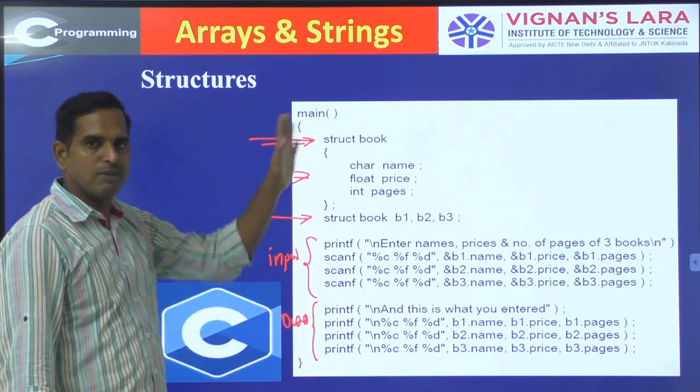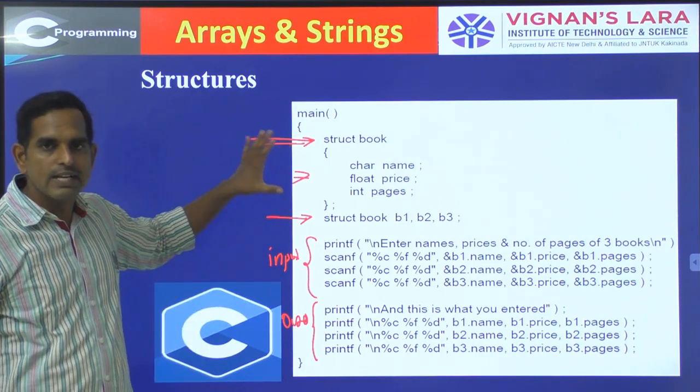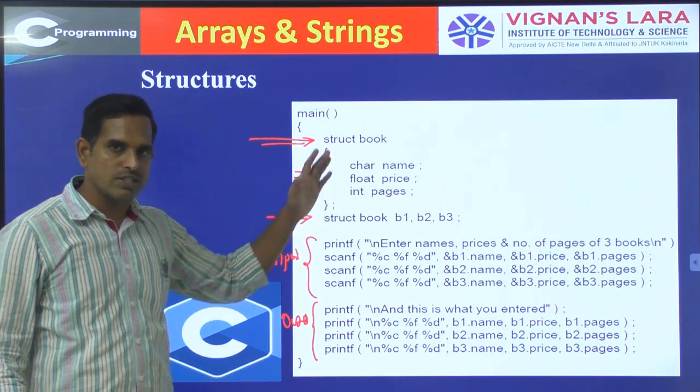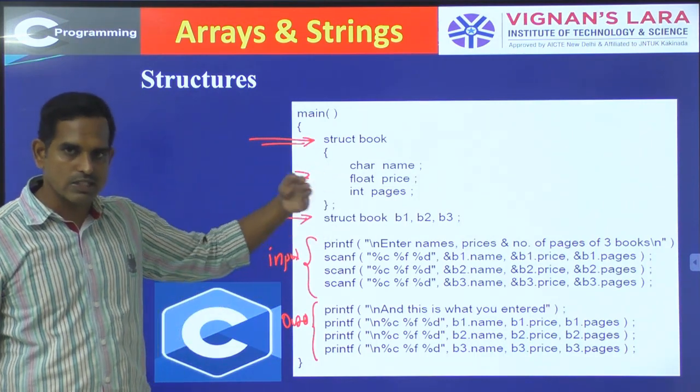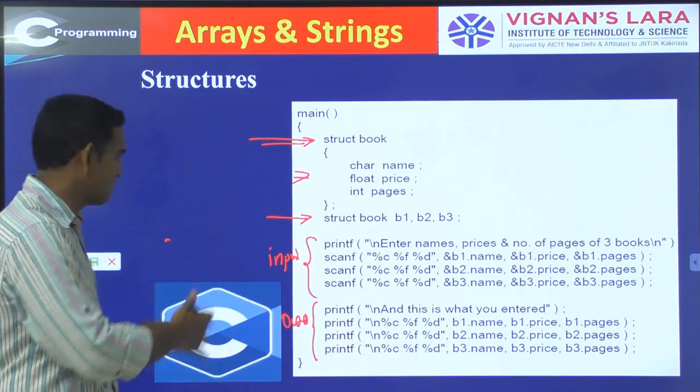So the same thing can be implemented in 2 ways: where you are using too many arrays, or where you are using a simple structure and structure variables. I will explain this part, that is how to create your structures, how to have your structure variables, how to input, how to output one by one.